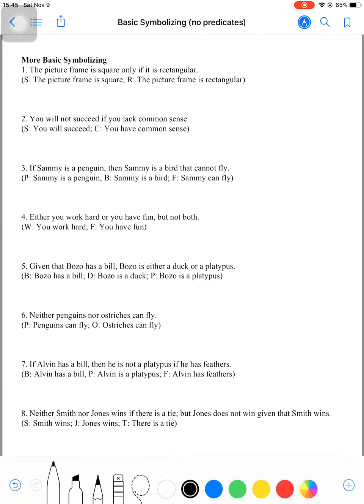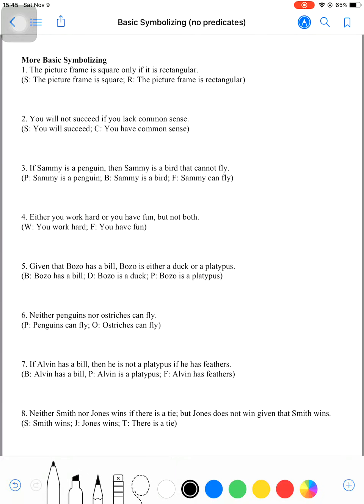You will not succeed if you lack common sense. So we have a not there, we have an if, and then C is you have common sense. So that means that lacking common sense is going to be a negation, if you do not have common sense. Then we have you will succeed as an S, and then you have common sense as a C. And then notice we have to swap the sides. Why? Because the if came after the consequent. So if you lack common sense, if you do not have common sense, then it's not the case that you will succeed.